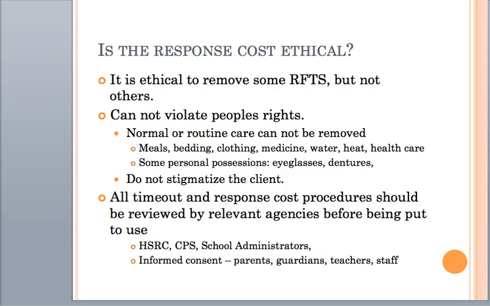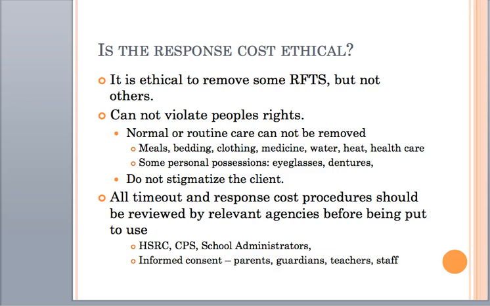All timeout and response cost procedures should be reviewed by someone other than merely the intervention specialist. It should be reviewed by a human subjects committee if you're talking about things going on in an experiment on campus. You may want to review it with CPS, Child Protective Services, with school administrators, review it with parents, and gain informed consent. If you're planning to use certain response costs, like access to activities, for example taking away someone's access to watching TV at an institution, you probably should get informed consent from their parents or their guardians.